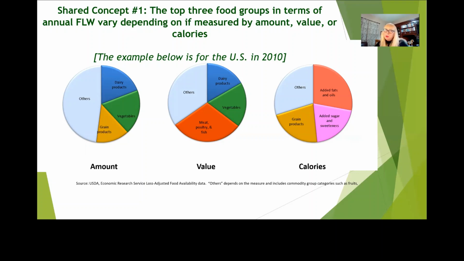And then when you count in terms of dollars, meat, poultry, and fish was the number one food group, and that's because of the high cost per pound. Calories, the top three groups were added fats and oils, added sugar and sweeteners, and grain products because of the high caloric content. Next slide.